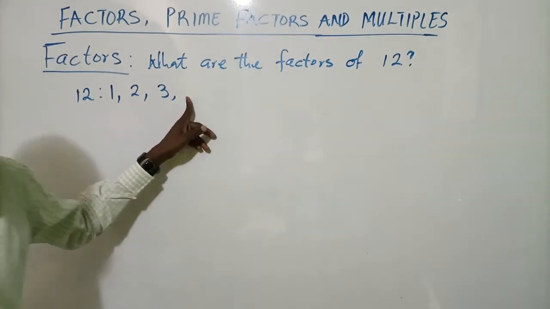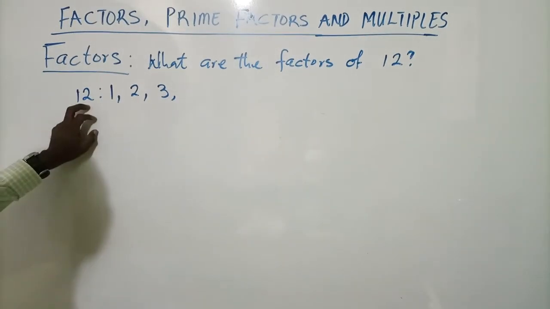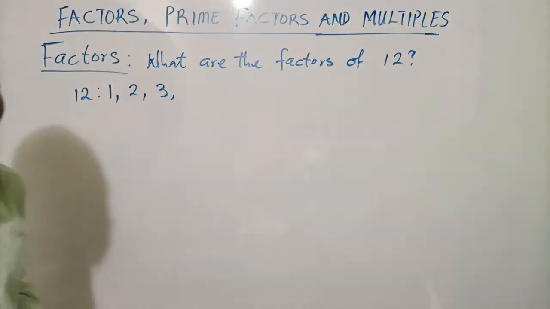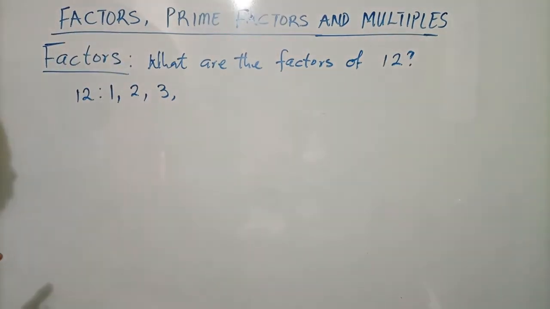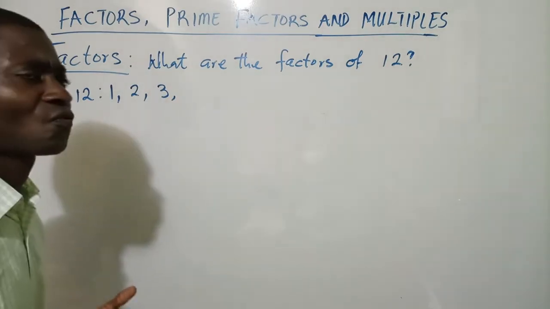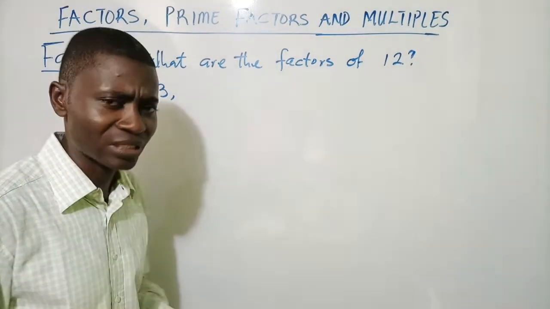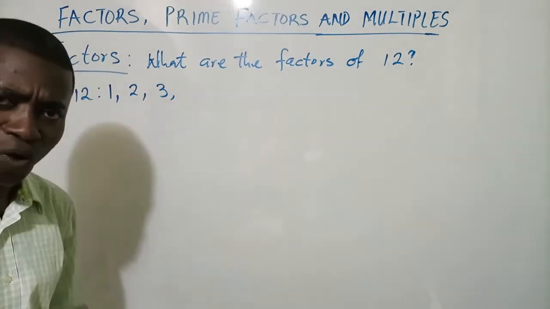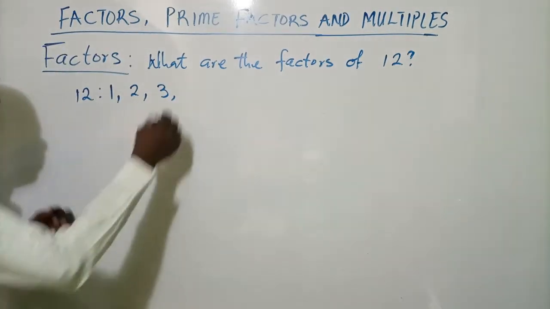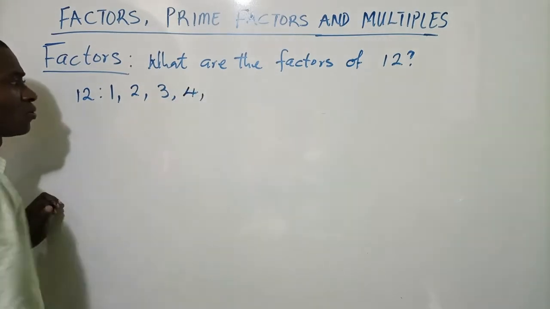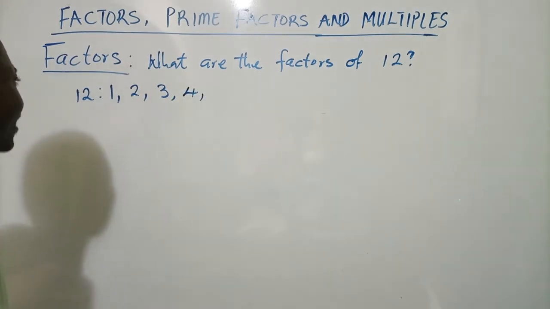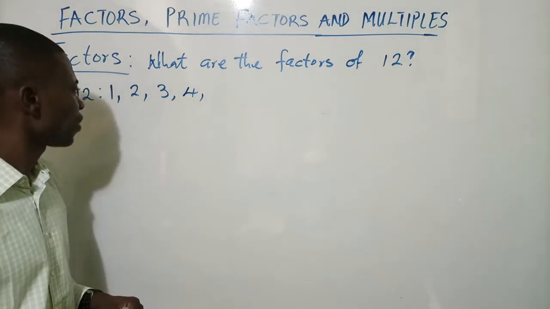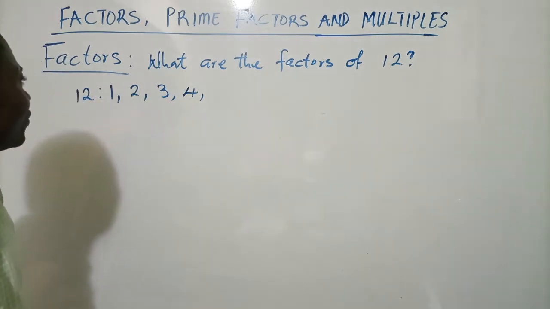The next number that I want to think about is 4. Can 4 divide 12? Is 4 a factor of 12? How will I know? 4 times 1 is 4, 4 times 2 is 8, 4 times 3 is 12. Yes. So 4 is also a factor of 12.